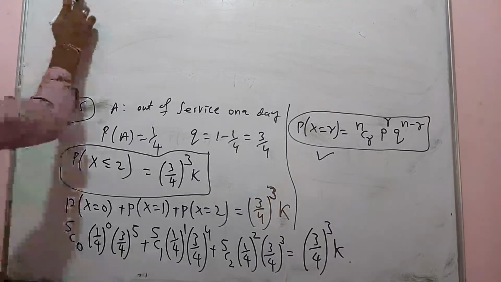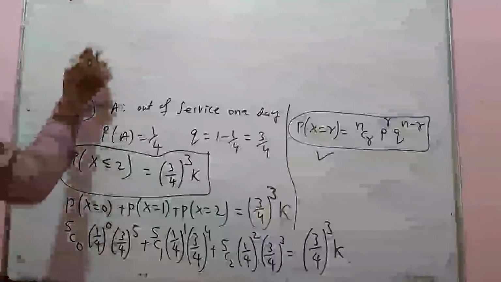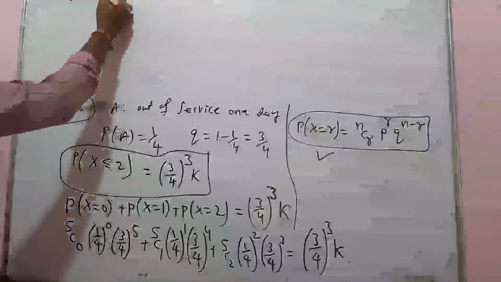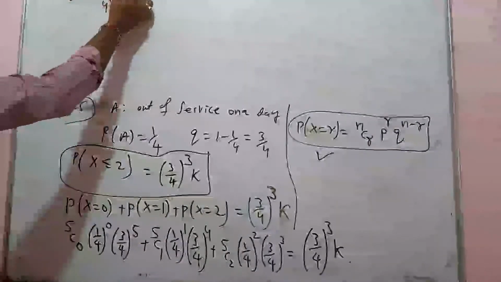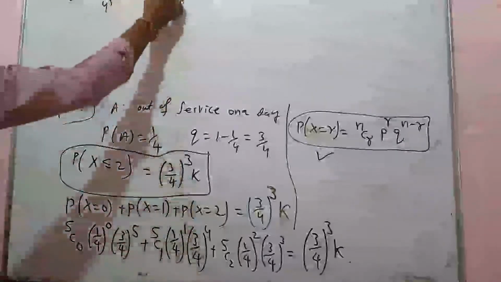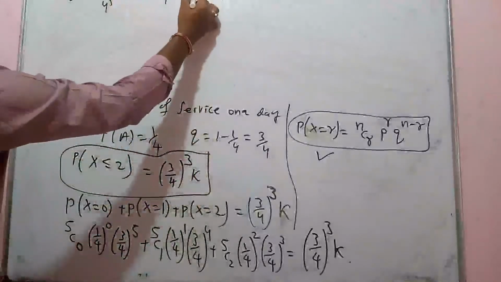So 5c0 value is 1, and 1/4 power 0 is 1. This is anything to the power 0. So I'll get 3 power 5 by 4 power 5, plus 5c1 value 5. And 1/4 into 3/4 power 4, I am going to get 3 power 4 by 4 power 4.